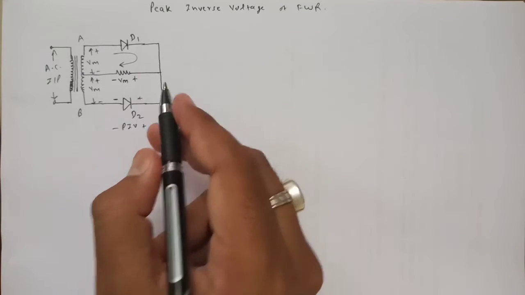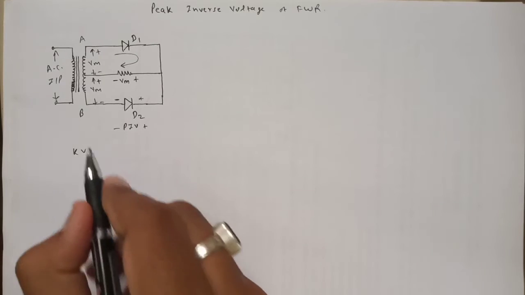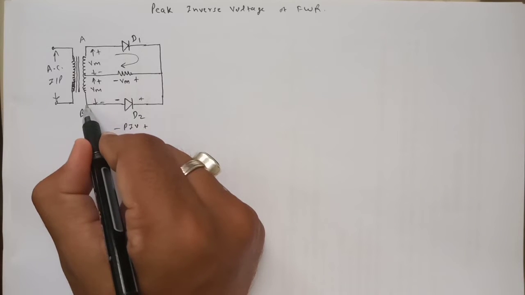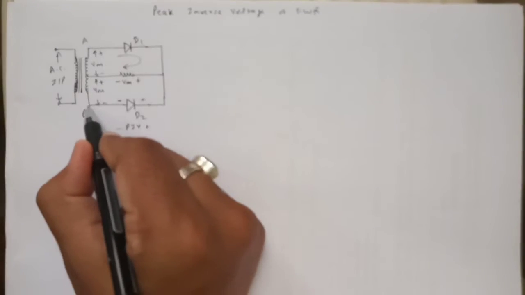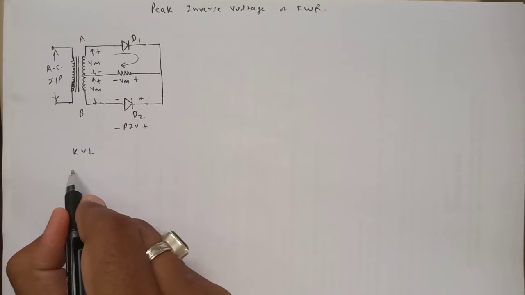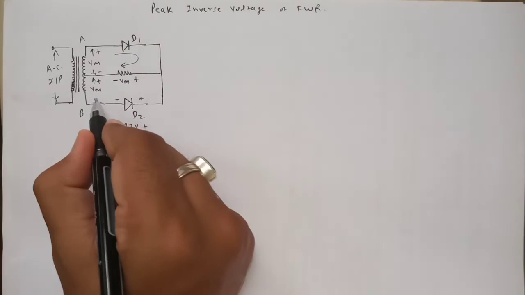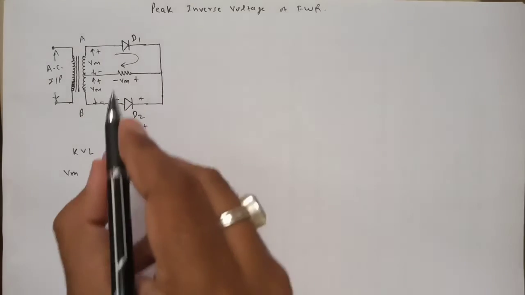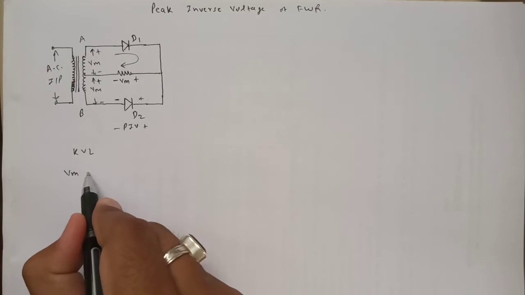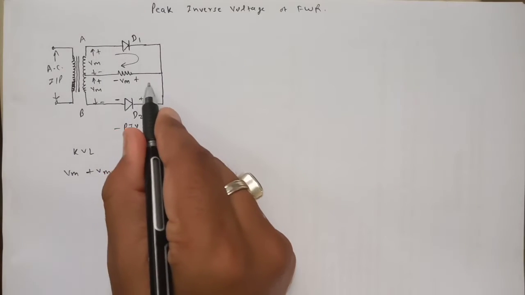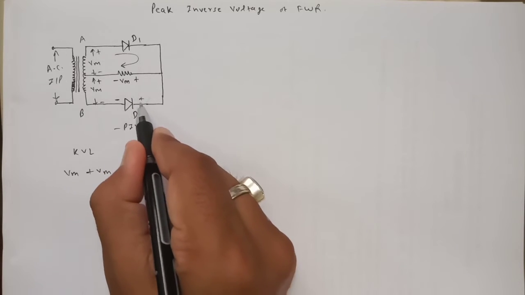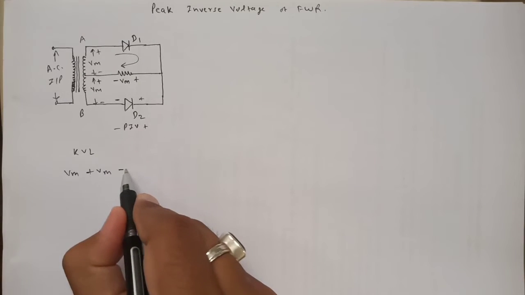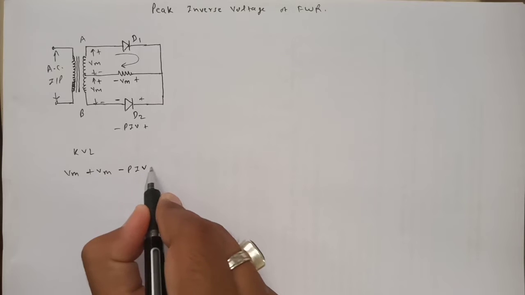Now let's apply KVL in the lower loop only. I will start from point B, circulate through the loop, and come back to point B. Moving from minus to plus, it is plus Vm. Again here minus to plus, so again plus Vm. Then moving from plus to minus across the diode, its voltage is PIV, so it is minus PIV, and the sum equals 0.